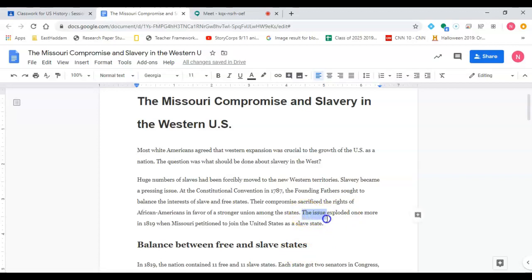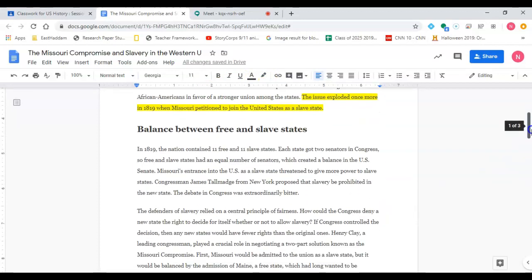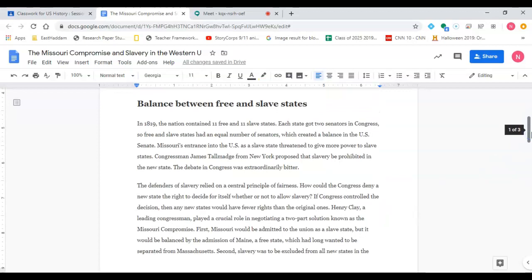So I'm going to highlight this line here. The issue of slavery exploded once more when Missouri petitioned to join the United States as a slave state, because it's identified as a conflict or a problem that we're going to be introduced to.